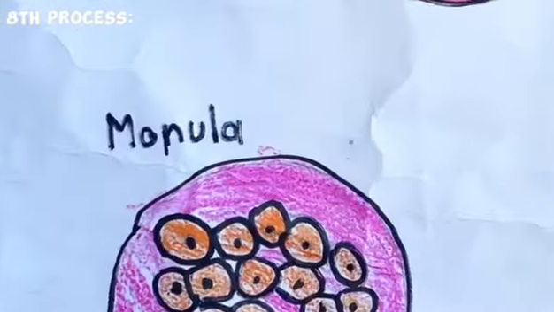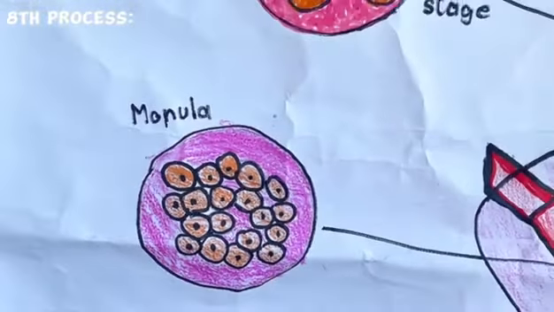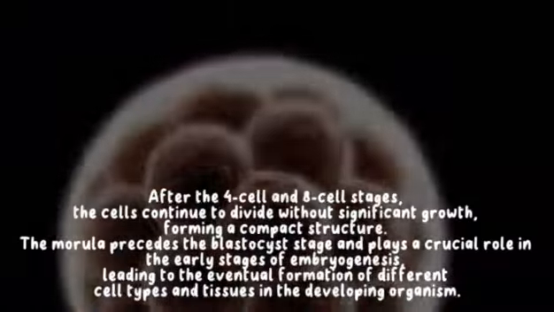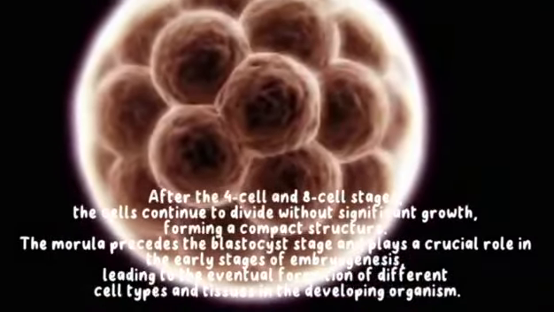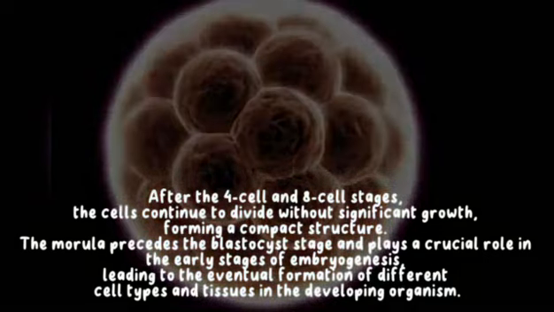The 8th process, morula. The morula is a stage in embryonic development characterized by a solid ball of cells, resulting from several rounds of cleavage. After the 4-cell and 8-cell stages, the cells continue to divide without significant growth, forming a compact structure. The morula precedes the blastocyst stage and plays a crucial role in the early stage of embryogenesis, leading to the eventual formation of different cell types and tissues in the developing organism.